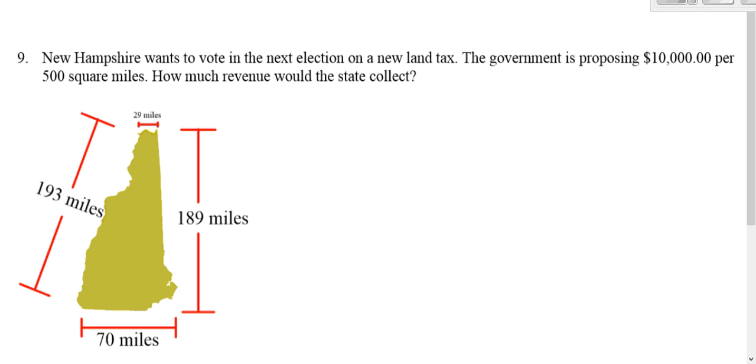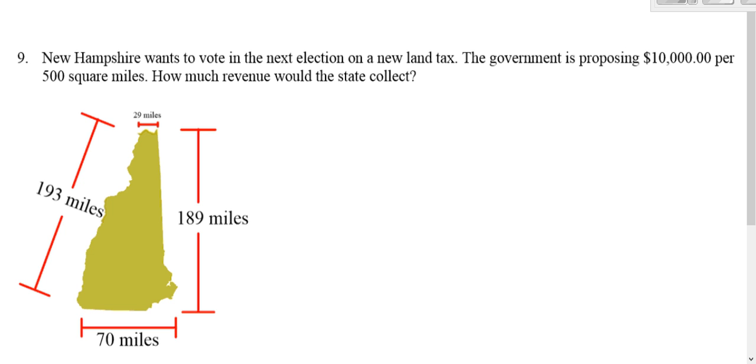New Hampshire wants to vote in the next election on a new land tax. The government's proposing $10,000 per 500 square miles. How much revenue would the state collect? So, approximate the square miles, the area of the state of New Hampshire.